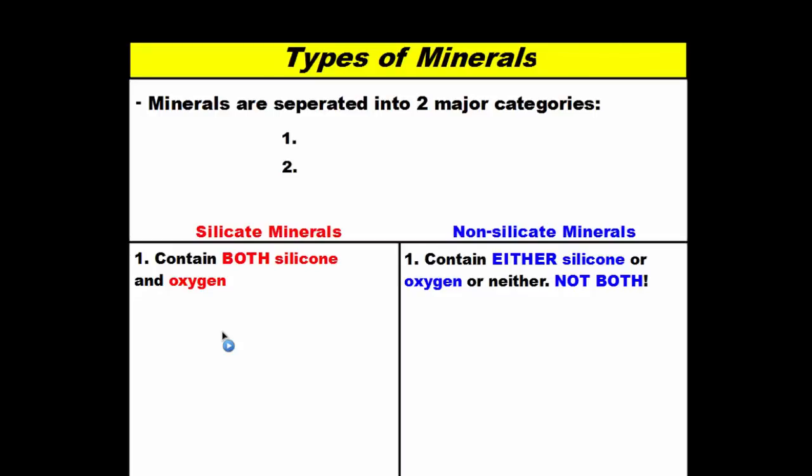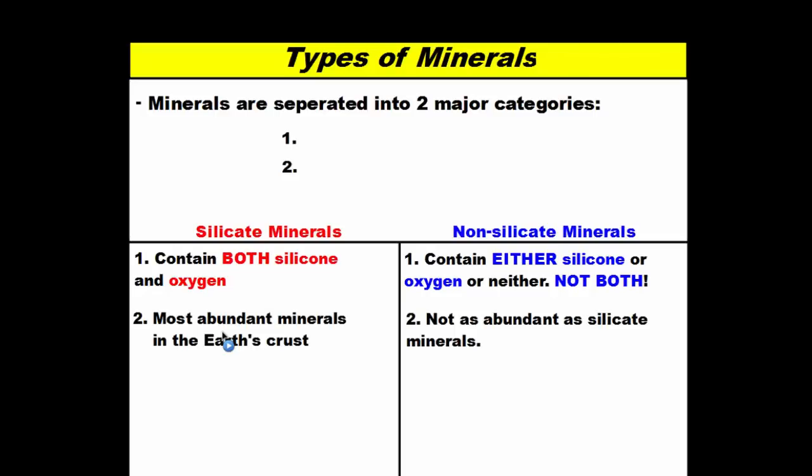And then the last major difference between the 2 categories is this. Silicate minerals make up most of the Earth's crust, or are the most abundant minerals in the Earth's crust, and we'll learn that the Earth's crust is the outer shell of the Earth that we walk on. And non-silicate minerals, not so much. They're not as abundant as silicate minerals are.